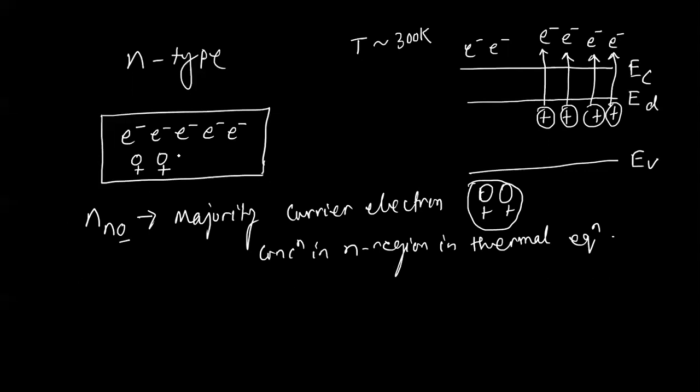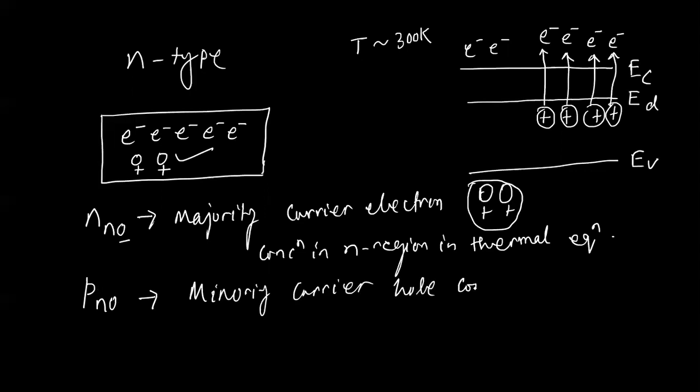The same way, if you want to write the holes here, hole concentration, we will write p for concentration of holes in the n region. In the n-type semiconductor, you write the region, that is n, and 0 for thermal equilibrium. So p is the minority carrier concentration, of course. So I will write it as minority carrier hole concentration in the n region in thermal equilibrium. So these are the notations we use.